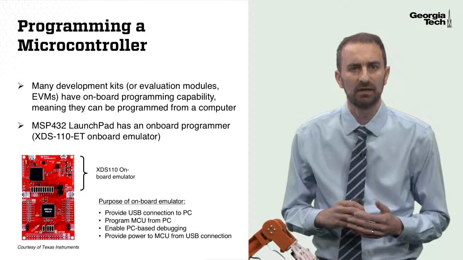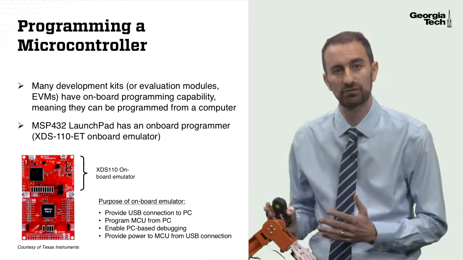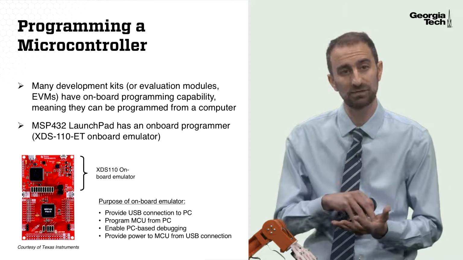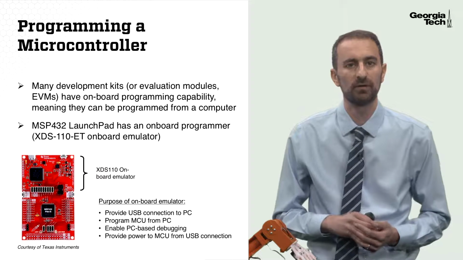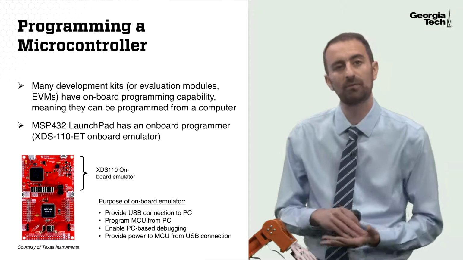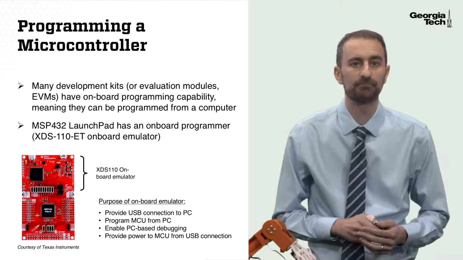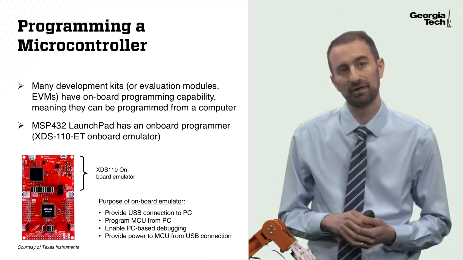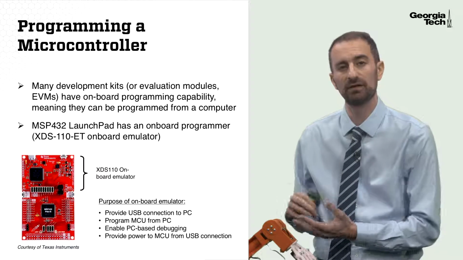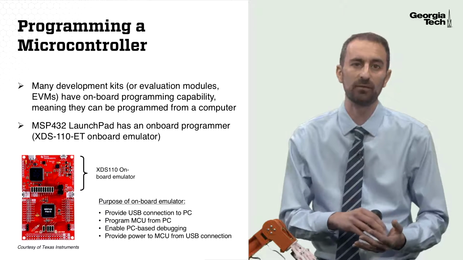The MSP432 Launchpad has what's called an onboard programmer, or onboard emulator, seen at the top of this diagram. The purpose of that onboard emulator is to provide a USB connection to your computer and to allow you to program the microcontroller chip, the little black chip there, directly from your computer. Furthermore, the onboard emulator allows you to debug operation of your microcontroller program, also directly from your laptop. The final purpose of this onboard emulator is to provide power to the microcontroller from your laptop. So this onboard emulator serves a lot of different purposes and makes it very easy to test out programs and execute programs during prototyping.